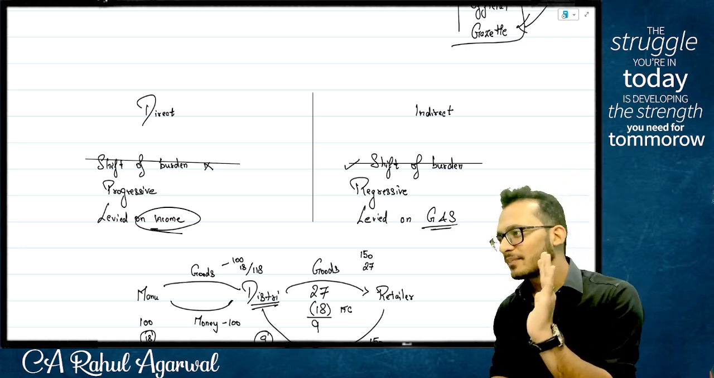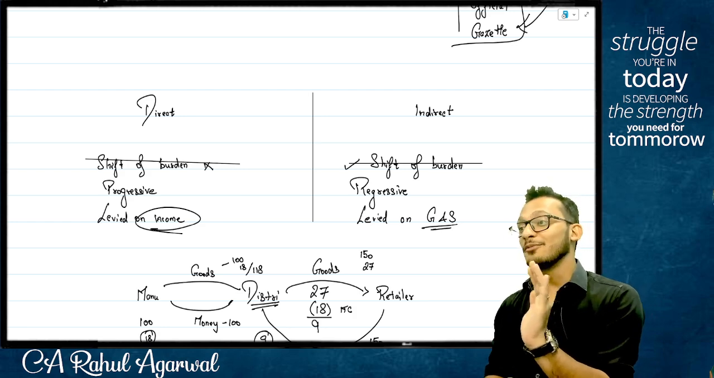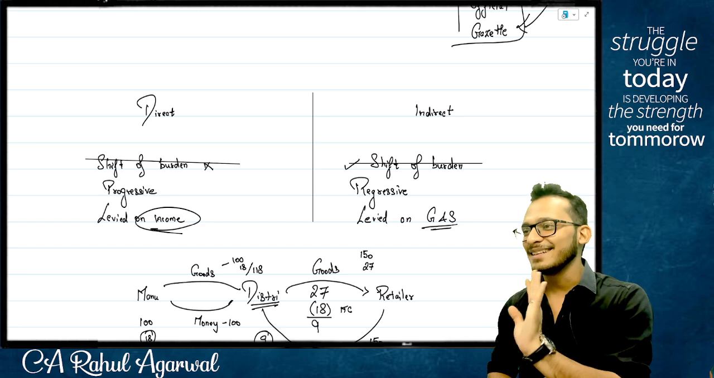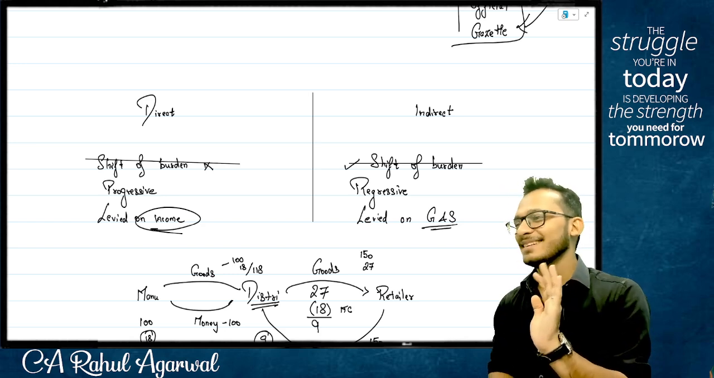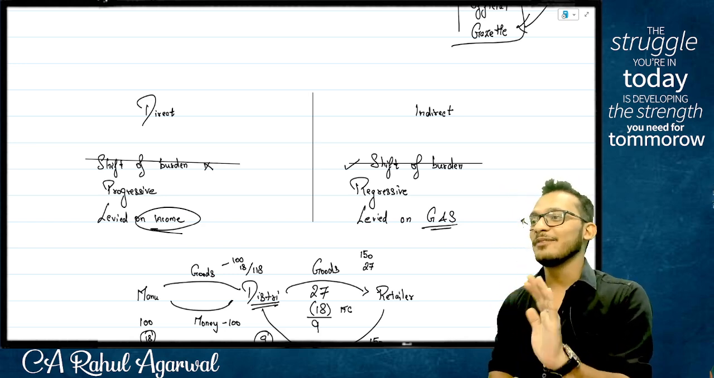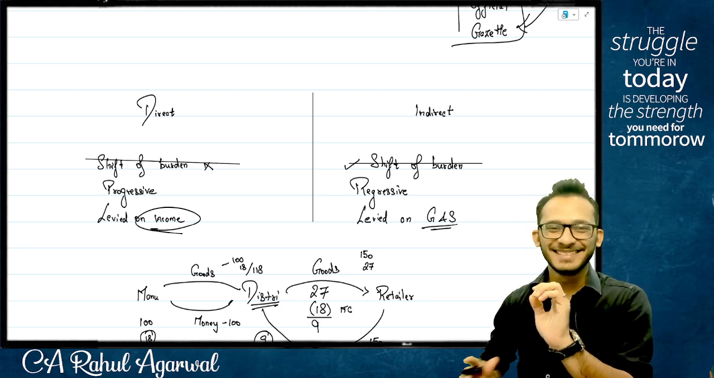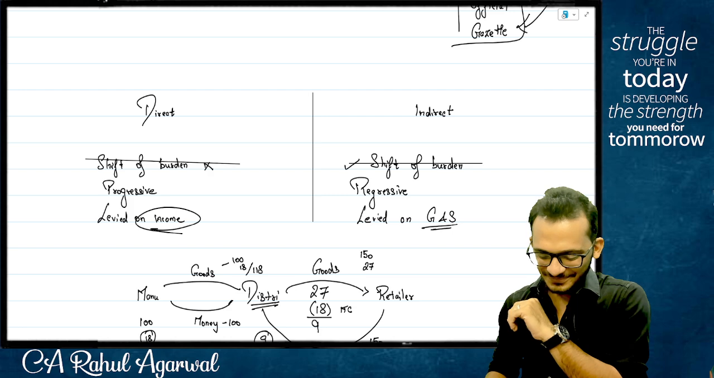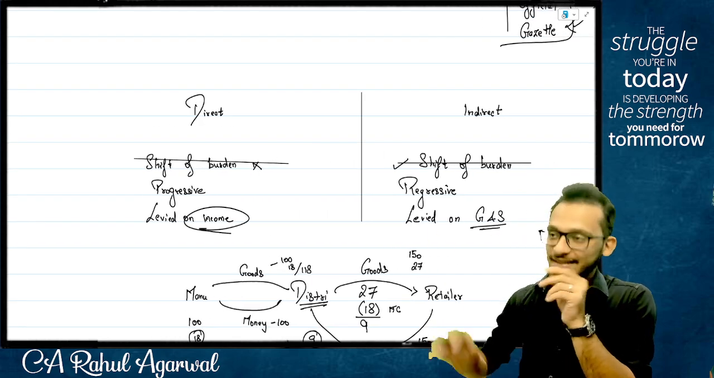I've already done that for you. Clear enough? Yes. He will also come and tell you whether shifting of burden happens or not. When he comes and tells you, you ask the same question. You tell him where the shift of burden is happening. Now, people, when it comes to direct tax and indirect tax, this is what it is.